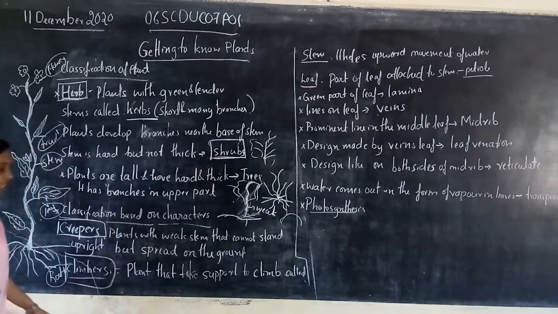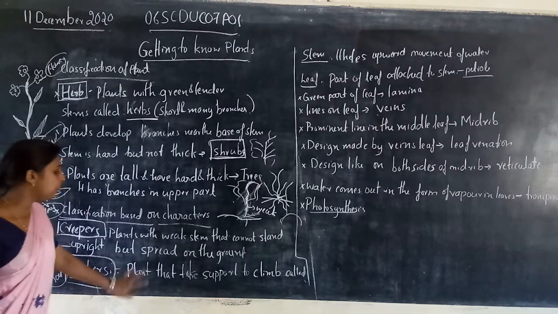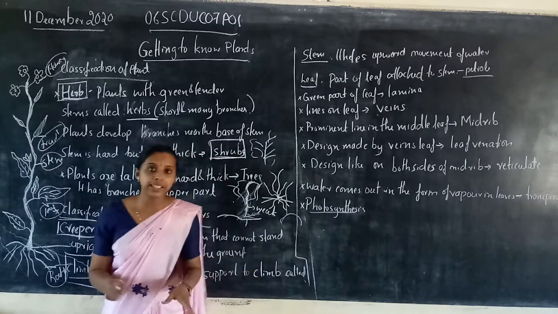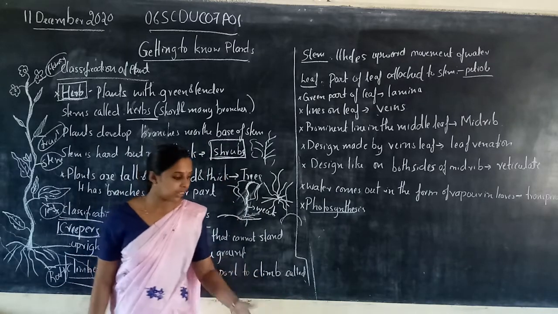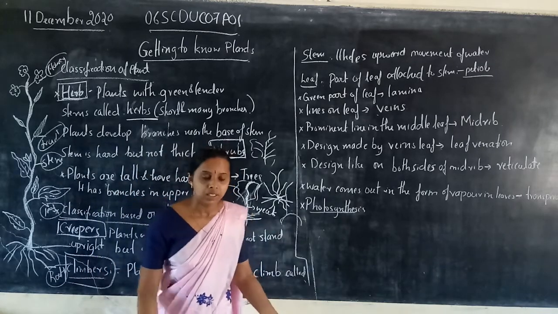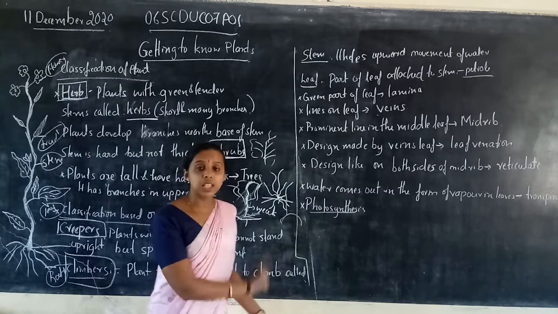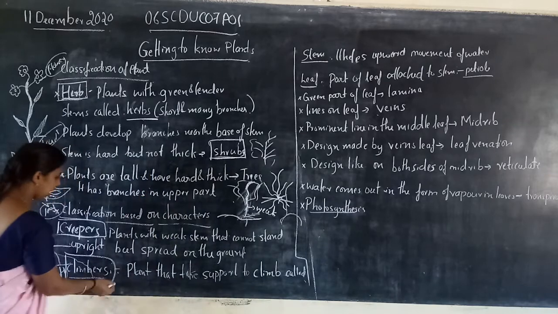Climbers. So what is the meaning of climbers? The plant that takes support to climb. Some plants take a support. If you place a stand here, the plant uses it as support to climb. Such plants we call climbers.